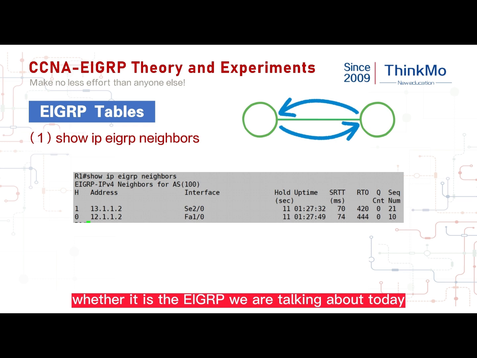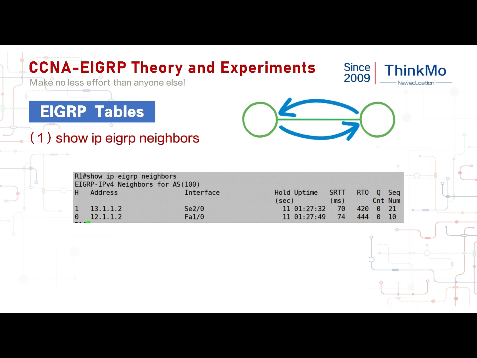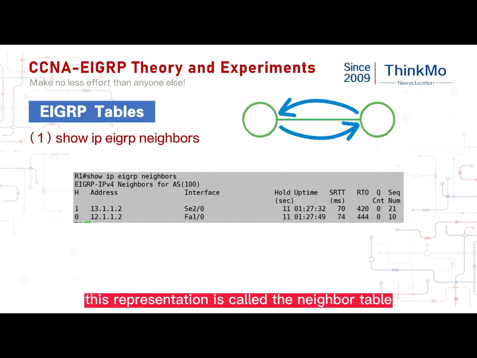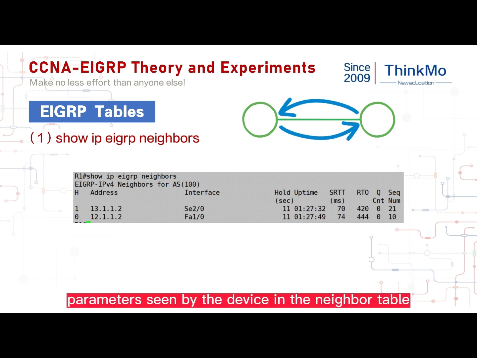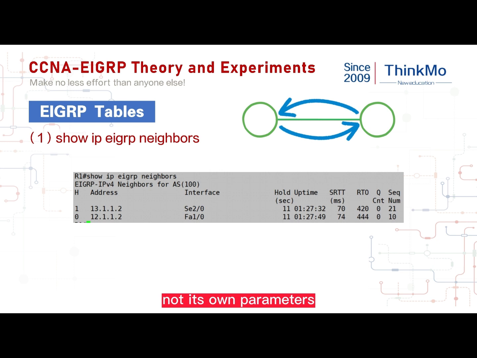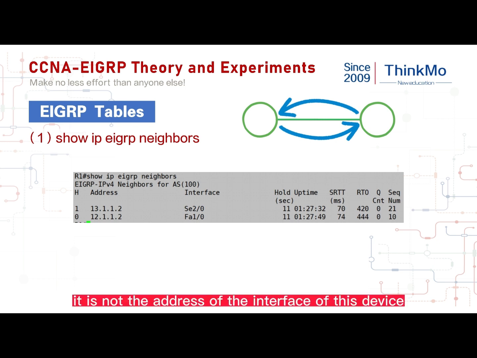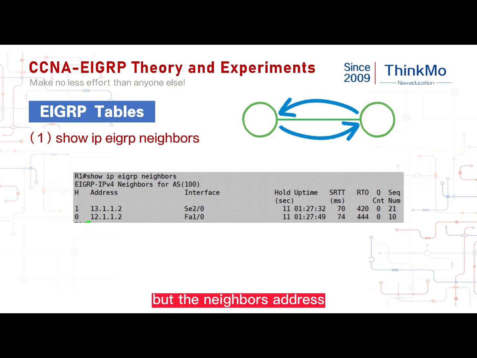Whether it is the EIGRP we are talking about today, or OSPF in the next class, this representation is called the neighbor table. There is a very important word in the neighbor list, which is "neighbors". That is, these are the parameters seen by the device in the neighbor table. Not its own parameters, but the parameters of the neighbors. So this address is not the address of the interface of this device, but the neighbor's address.